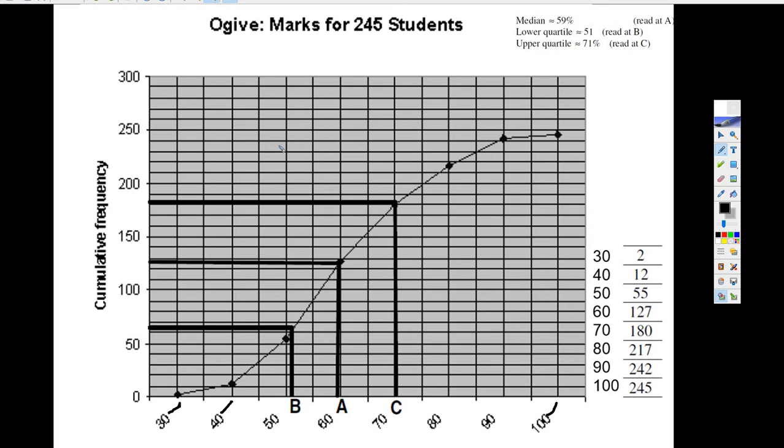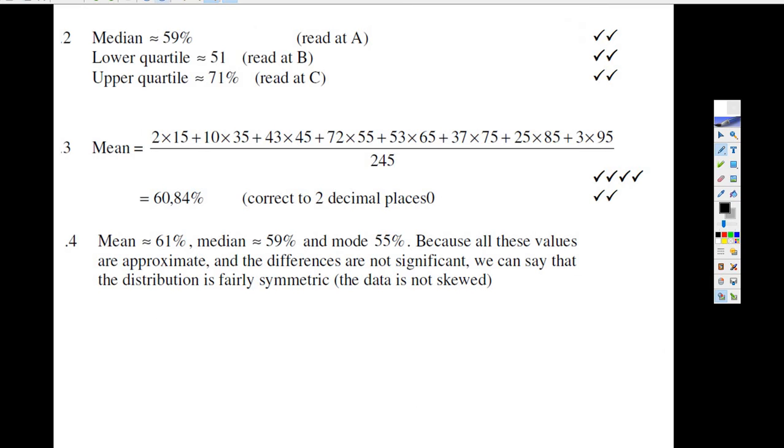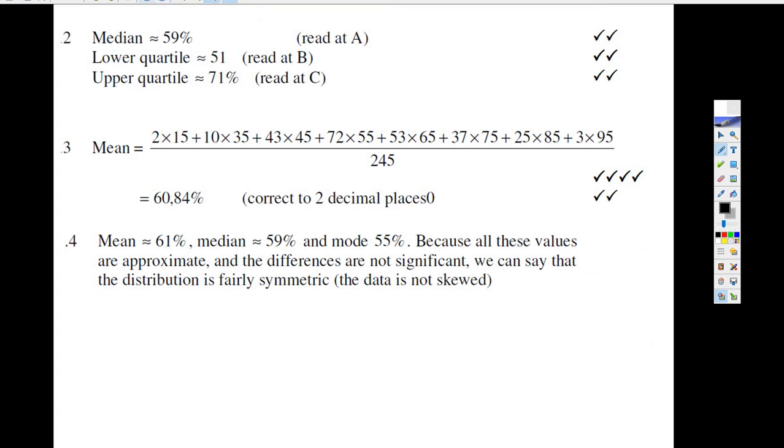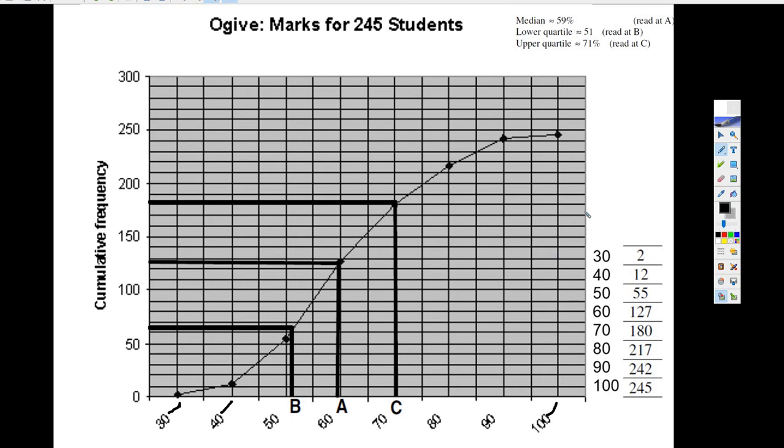What you do is you take 245, and you cut it in half. And 245 cut in half, let's see here, I'm going to read it off the graph here, is pretty close to 126. So there's the middle. There's 100, there's 120, 126. If we go straight over and straight down, we get the median of 59%.